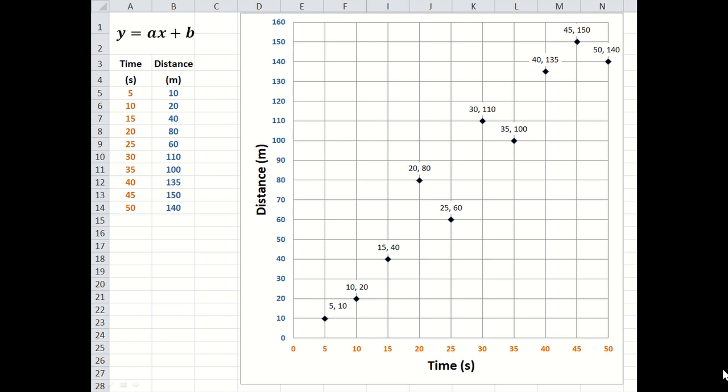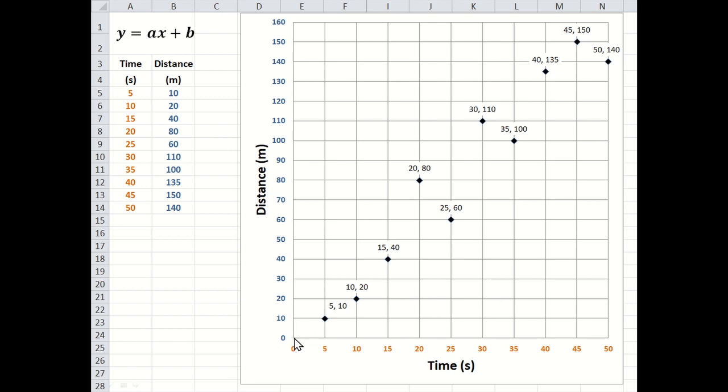Okay, so let's say this data represents an experiment where we had 10 different physics students measuring how fast a car was traveling. One physics student measured for 5 seconds and found the car went 10 meters. Another student measured for 25 seconds and found that it went 60 meters, and so on. Everybody got a different set of data, and we're graphing that data, and we want to figure out how fast that car was really going.